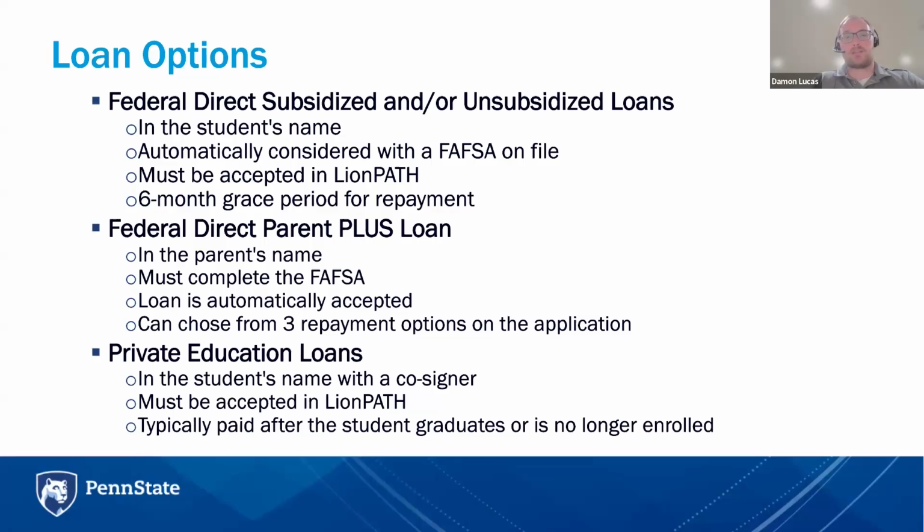Then lastly, you have your private educational loans. So this is in the student's name with an eligible cosigner. Again, this item must be accepted in LionPath, and this is typically paid after the student graduates or is no longer enrolled. So whenever you are applying for the private educational loans, just make sure you clarify what the repayment option terms are. Again, most are 6 months after you graduate, but definitely clarify to make sure you don't have a random payment due after you accept that loan. So again, just clarify when you're applying for those loan applications.